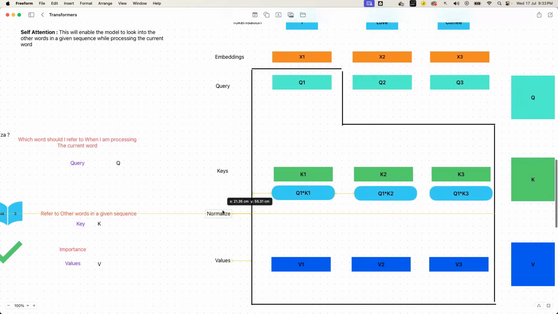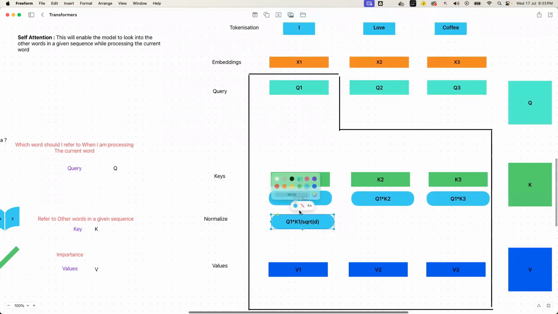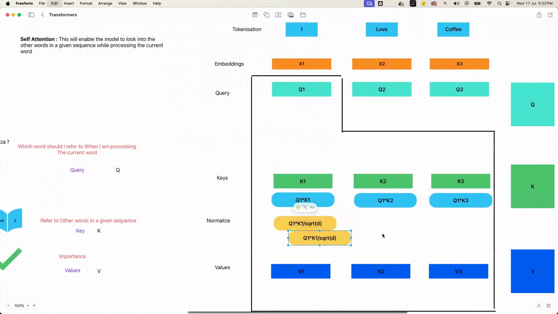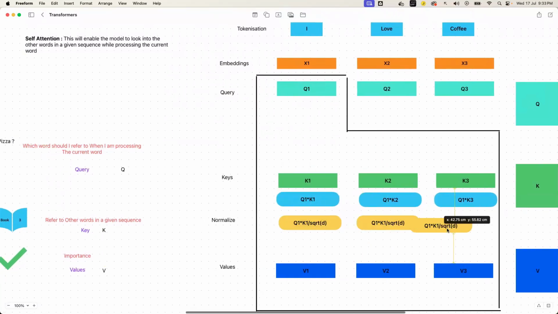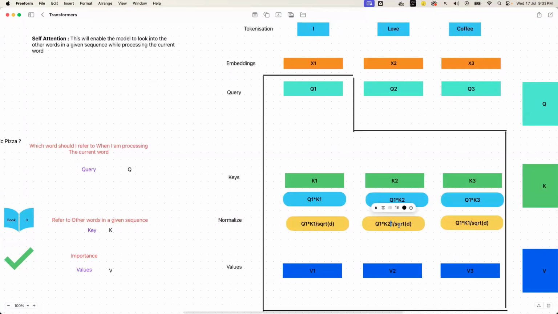Now, in this case of normalization, I'll divide it by the square root of the number of dimensions. So whatever Q1, K1 that I got, I'll divide it by the square root, sqrt of D. This is what I'll be doing for each and every value, that is Q1 and K1 that I've got. So this is Q1 into K2, and this is Q1 into K3.